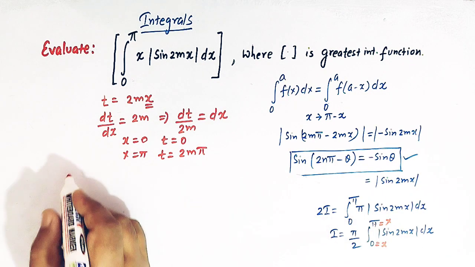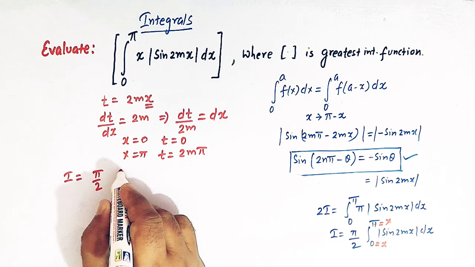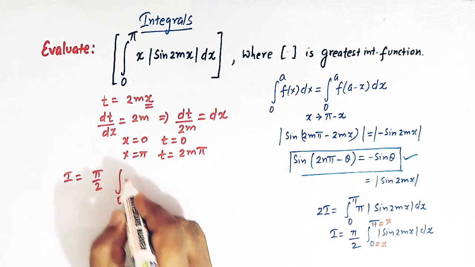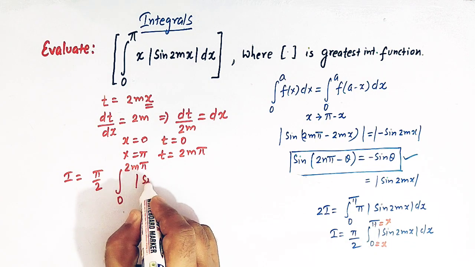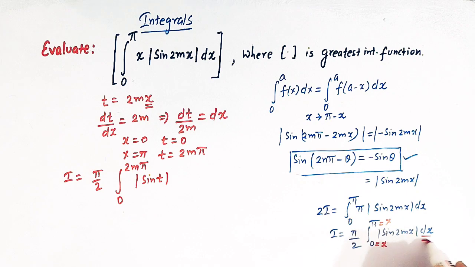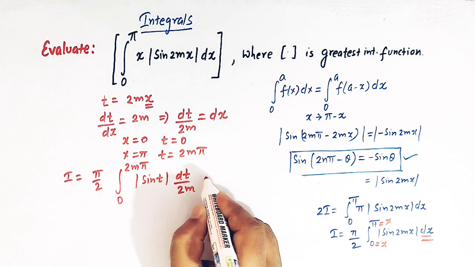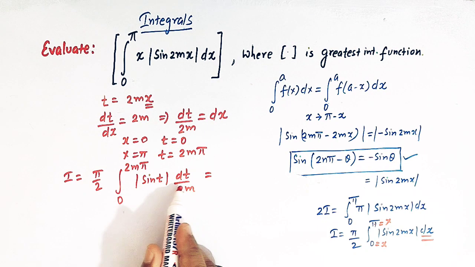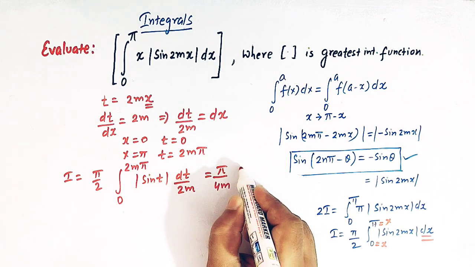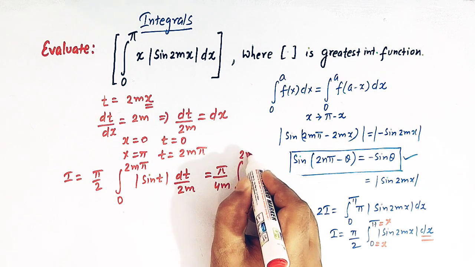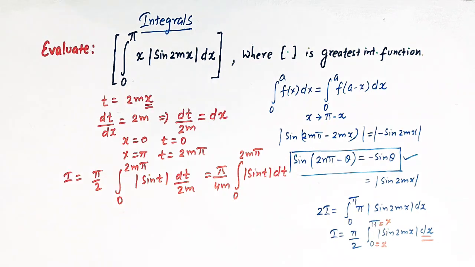Now this integral reduces to I is equal to pi over 2 times the integral with limits from 0 to 2m pi of mod of sine t, and for dx we write dt over 2m. Taking this 2m outside the integral, we have pi over 4m times the integral from 0 to 2m pi of mod of sine t dt.